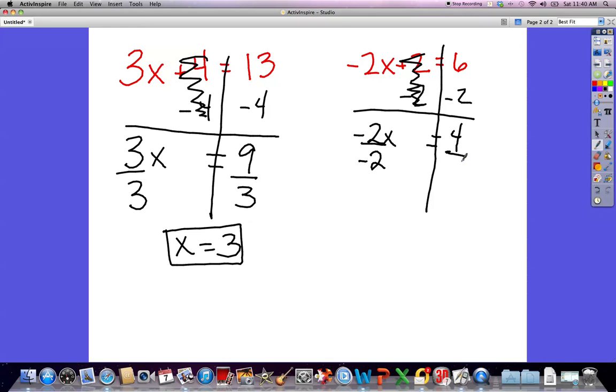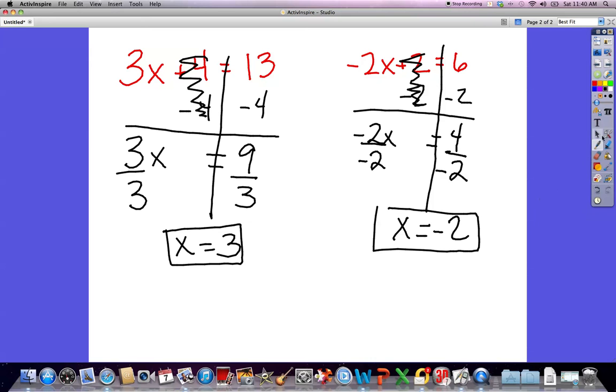Negative 2 divided by negative 2. Hope you remember to do that when you did yours. And then x equals negative 2 because 4 divided by negative 2 is a negative. 4 divided by 2 is 2. There you go. So you should have gotten x equals 3 over here and x equals negative 2 over there. Hope you got them right. If you did, pat yourself on the back because you're ready for class tomorrow.